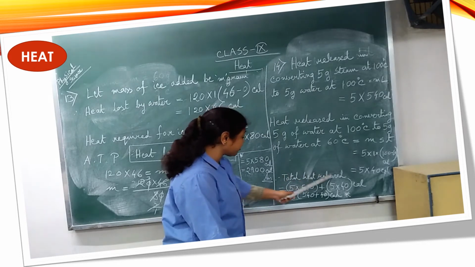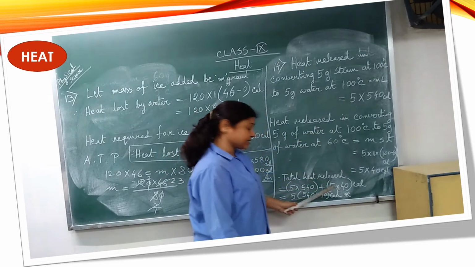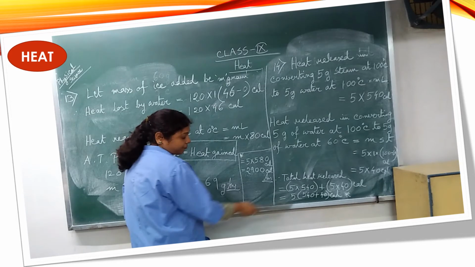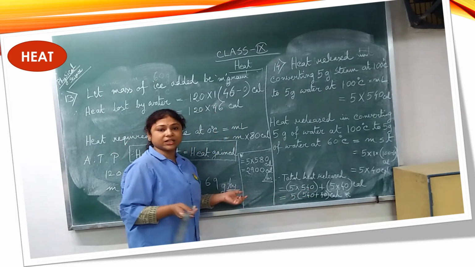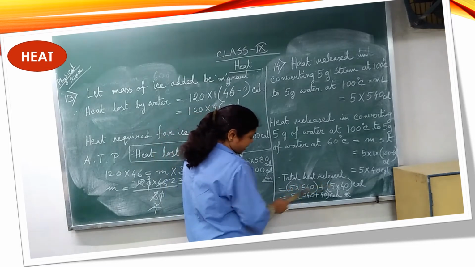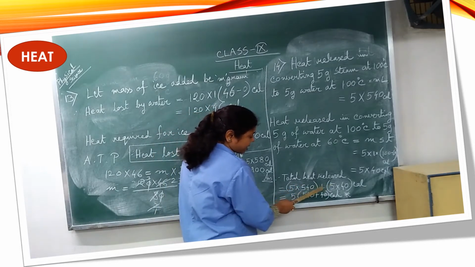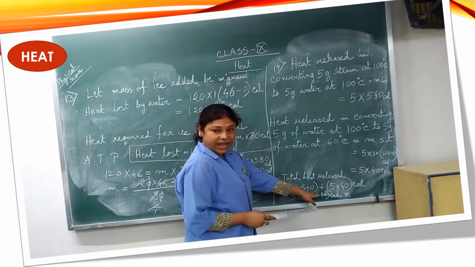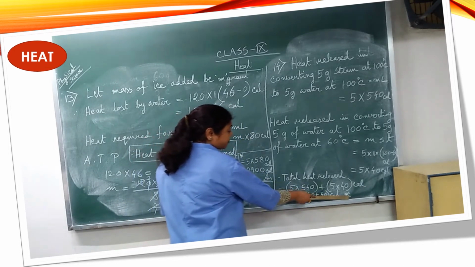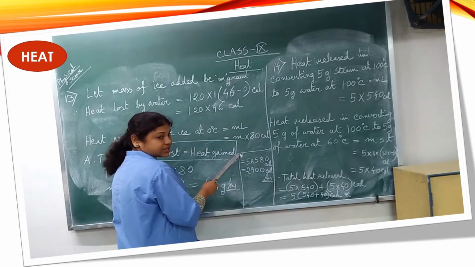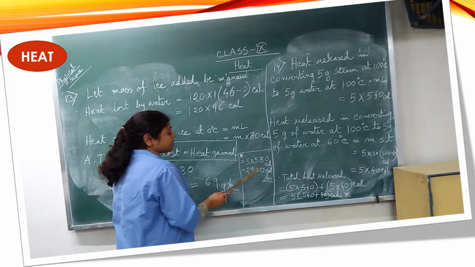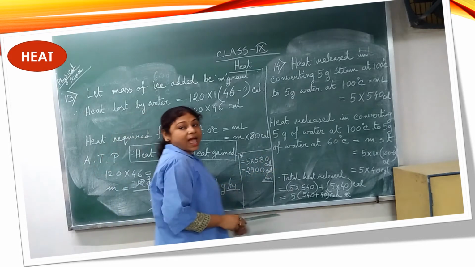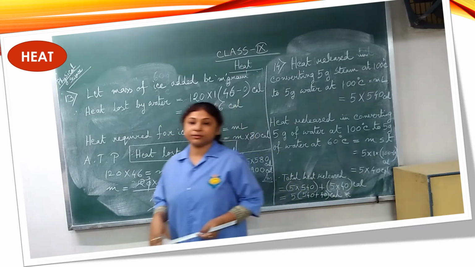Therefore, total heat released, this and this. The way I have done, first I have taken common 5. You can do the simple calculation in another way also, but first I have taken common 5. After that, 540 plus 40 is coming, calorie. Next step, I have given star over here. From here it's coming there: 5 into 580 calorie, that is coming 2900 calorie, and this is the answer.